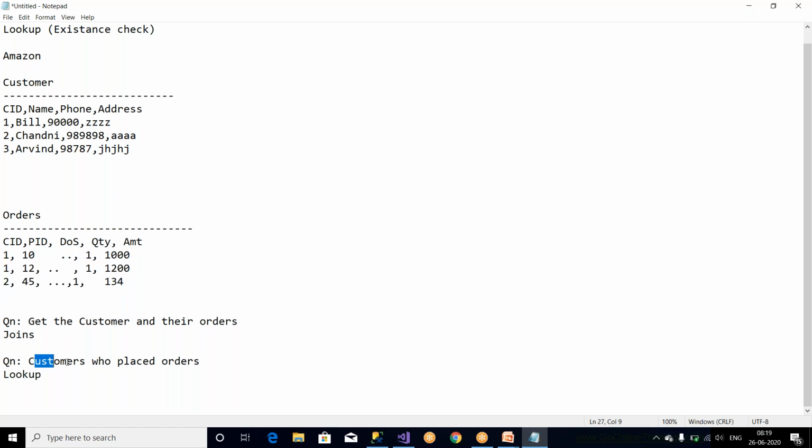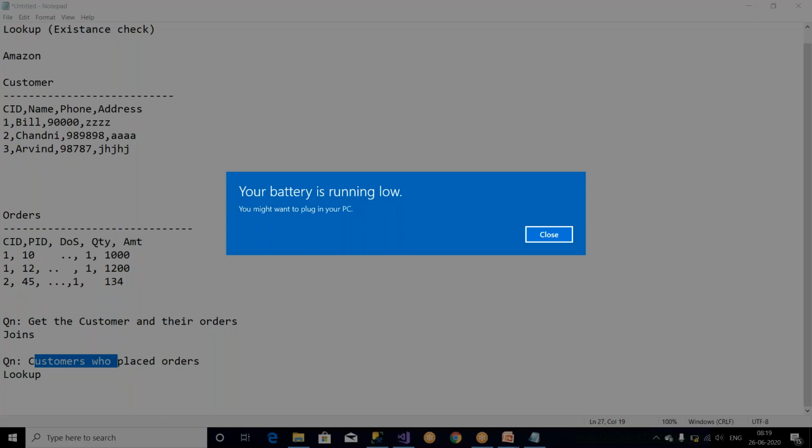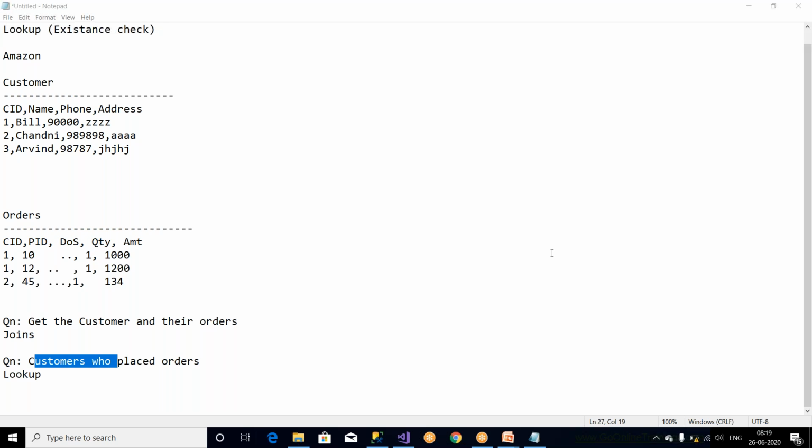Clear? So if you wanted to find out only the customers who placed orders, you need to use the existence check, not the joins. That's what you need to understand always: where exactly we can use lookup and where exactly we can use joins. So you can also use joins here.